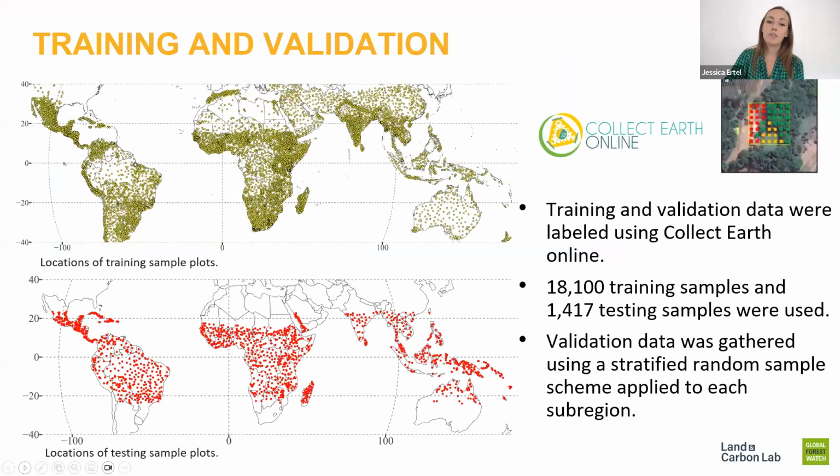All of the training and validation data are labeled via photo interpretation of high resolution imagery. And we do that using a platform called Collect Earth Online. Approximately 18,000 training samples and 1,400 validation samples were used. And the sampling schema for the validation data is a stratified random sample by subregion, where we ensure that at least one sample falls within each region of the processing extent, so within the tropics, with a minimum distance of at least 5 kilometers between the training and validation data points.